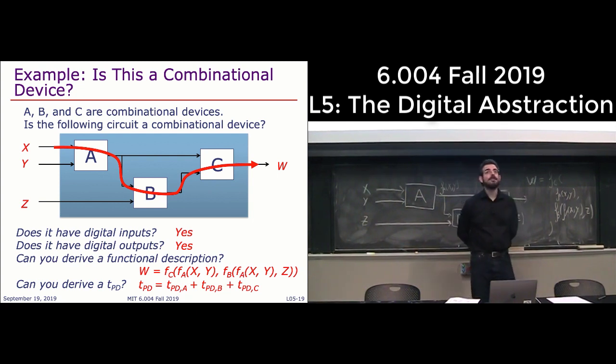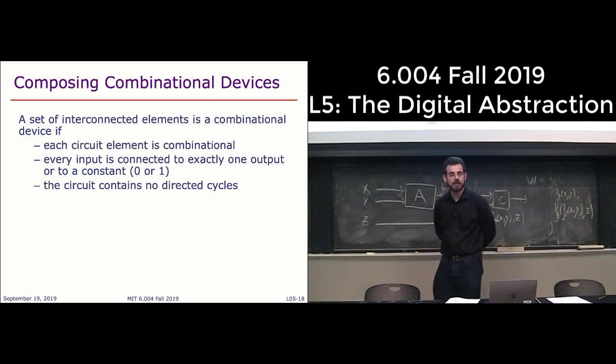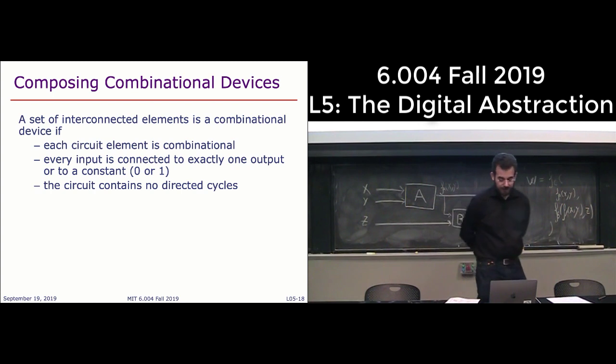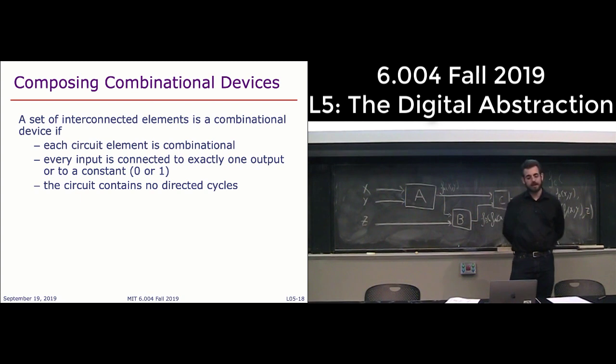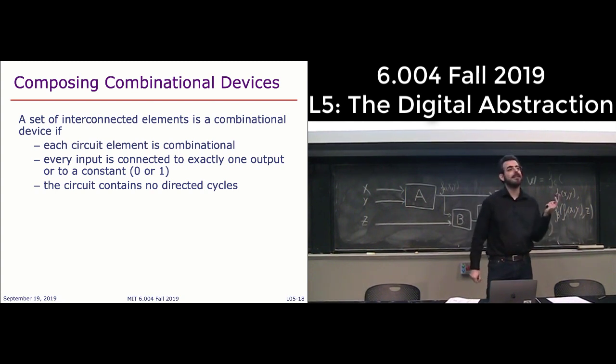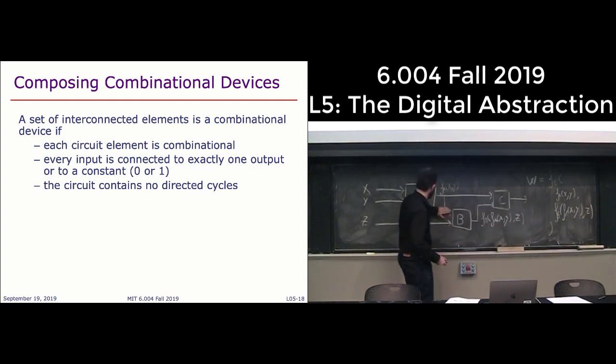Okay, so what I want to do in the remaining 2 minutes of this lecture, rather than finishing with the couple of slides that come after this one, is go back and talk a little bit about what happens when these conditions are not met. So every circuit element being combinational is obvious. We want to build combinational circuits out of other combinational circuits. What happens if every input is not connected to exactly one output? So if we leave an input floating, what happens? If I just didn't have this.